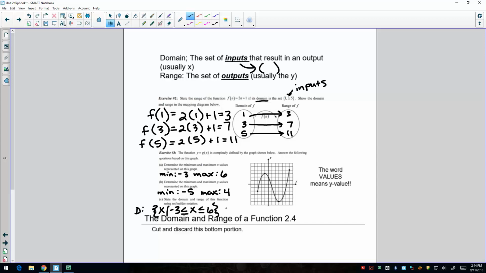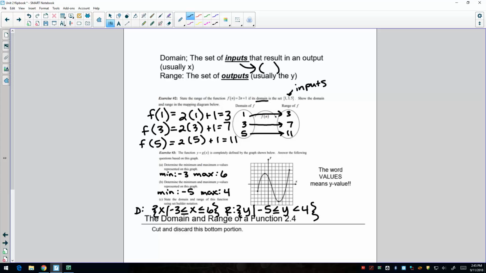Okay? And then the same thing for the range, except for the range, the variable that is used in this particular graph is y, such that the smallest that the y values got down to was -5, and the largest was 4. Oh shoot, that should be a y, not an x. So make that a y, and then 4.